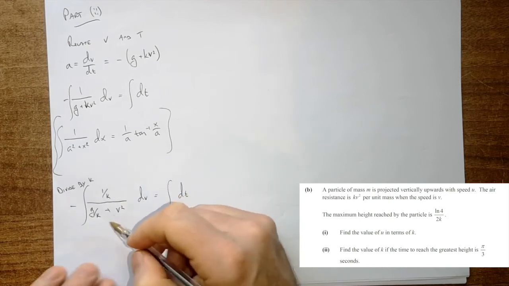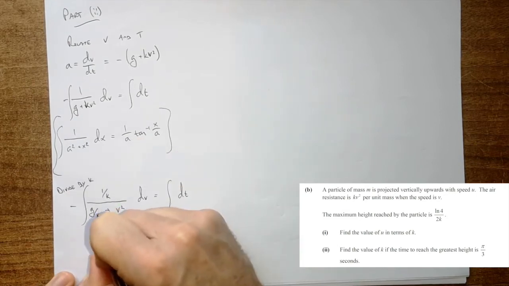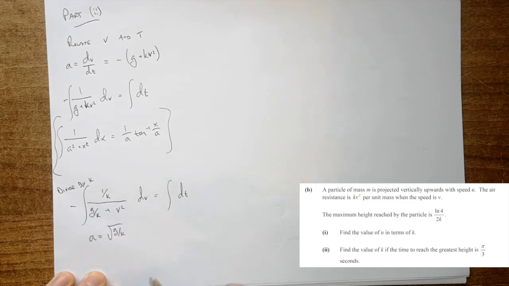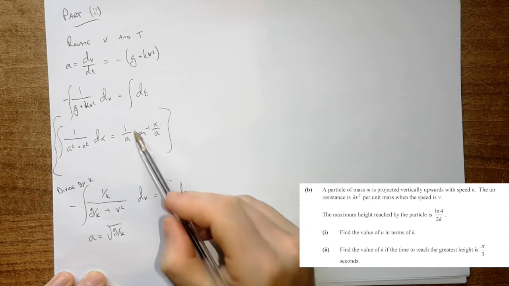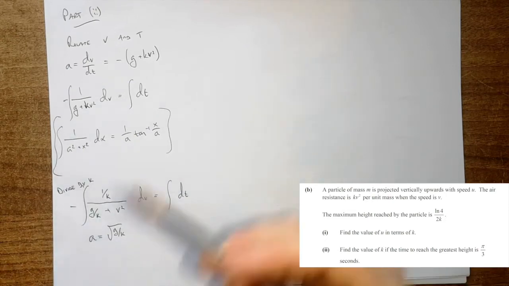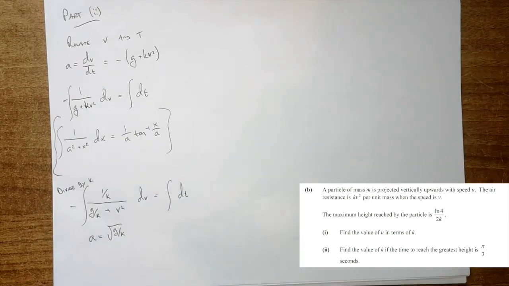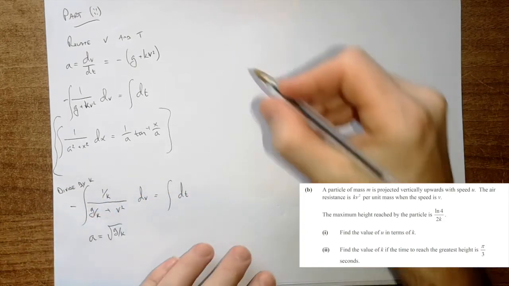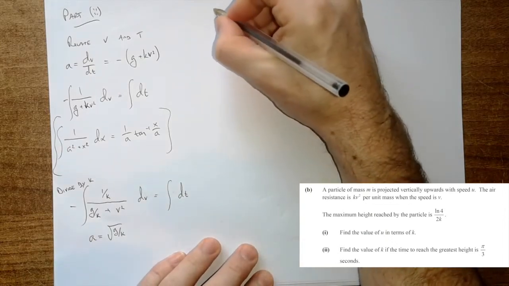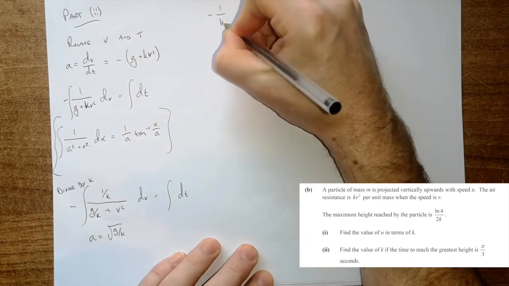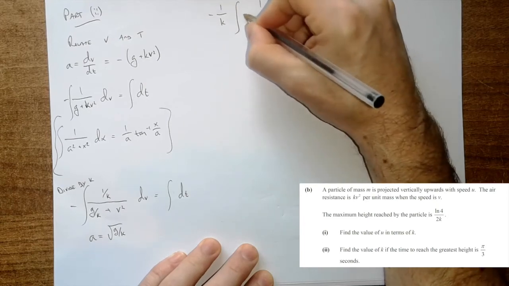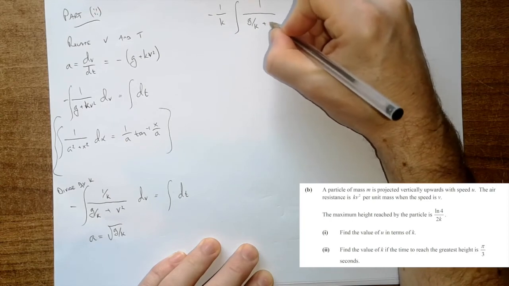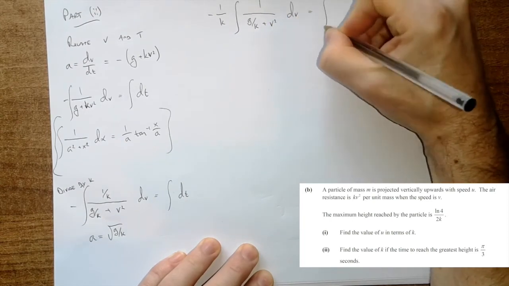Okay, now in this case, a equals the square root of g over k. Didn't I say this was going to get fun? Yes, indeed. All right, now it just looks ugly, but it's a case of punching it all in together. So now that we know what we're doing, the trick with this one would be to move that 1 over k outside. So I'll just do that as a bit of a line. We end up with minus 1 over k, 1 over g over k plus v squared dv equals dt.